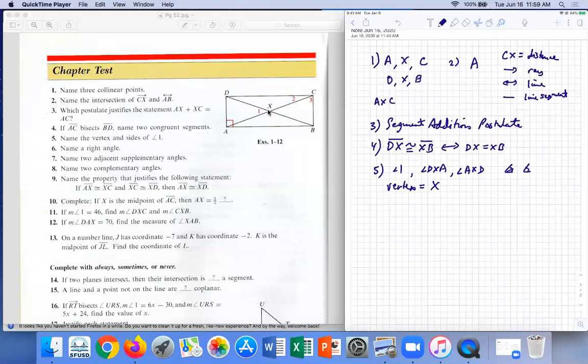If you tell someone angle X, right? If you tell a teacher angle X here, they won't know which angle you're talking about. There are lots of different angles that have X as the vertex, right?